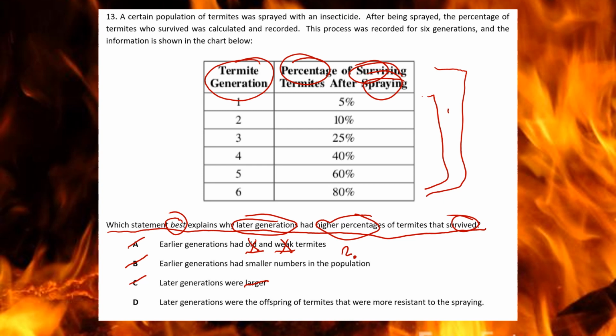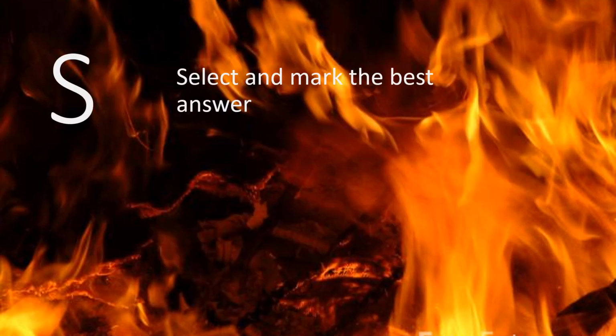And then the later generations were the offspring of termites that were more resistant to spraying. Well, there's something here about spraying. There's nothing up here about resistance, but that would explain why they survived. So this is probably our best answer. So now we have selected, which is the S. Select and mark the best answer. So let's work through a couple of other questions and see how we do.